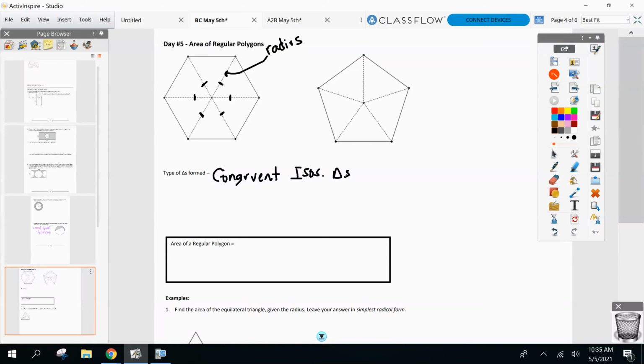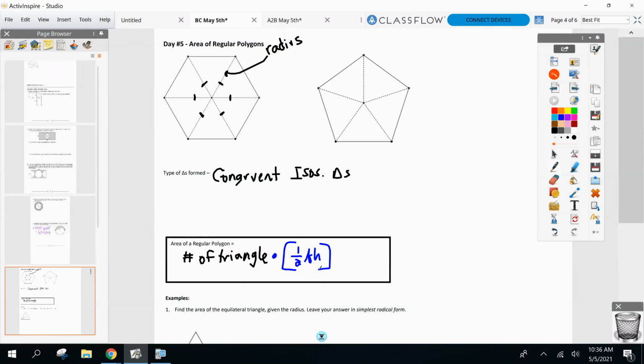So area of a regular polygon equals number of triangles times, what's the area of one of them again? 1/2 base times height. Make sense? That's what we're going to do. How many triangles can be formed times the area of one of them? That'll give me the area of the full figure.